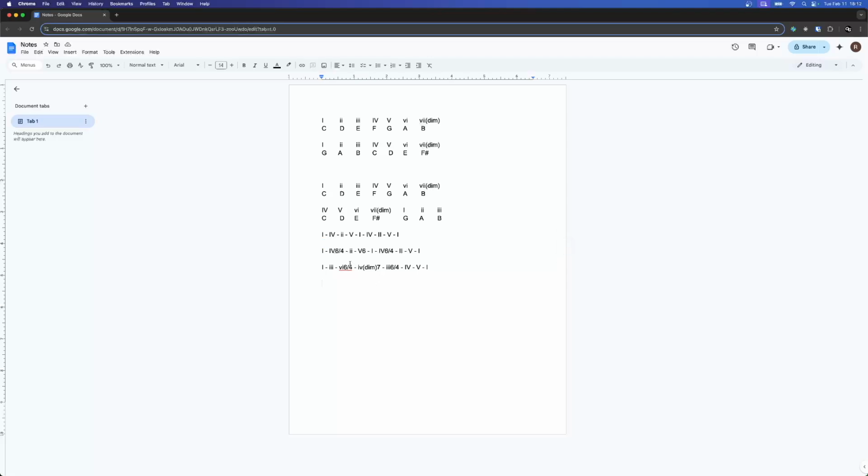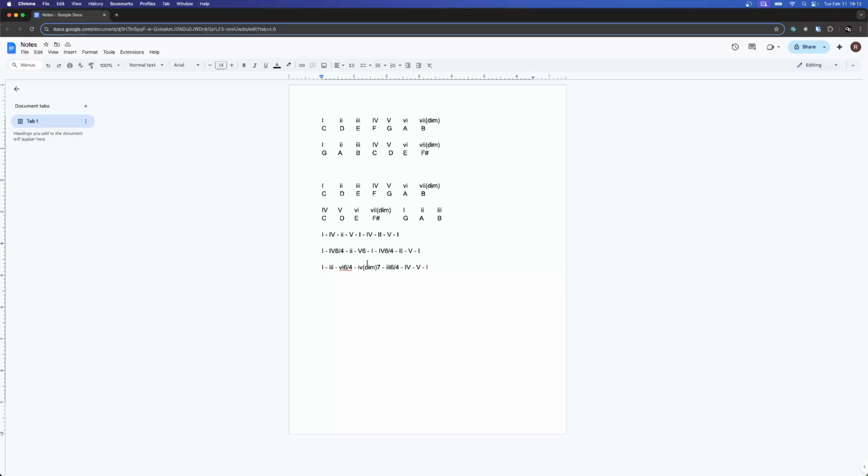The next chord progression that I made is a bit more involved, and I just want to show that you can use more than just one borrowed chord in a chord progression. So in here, I'm borrowing this F sharp diminished, and then also I'm borrowing the B minor chord.